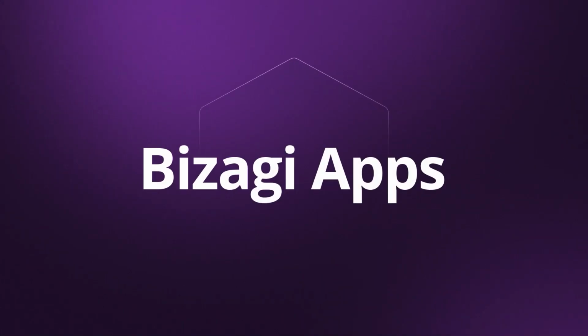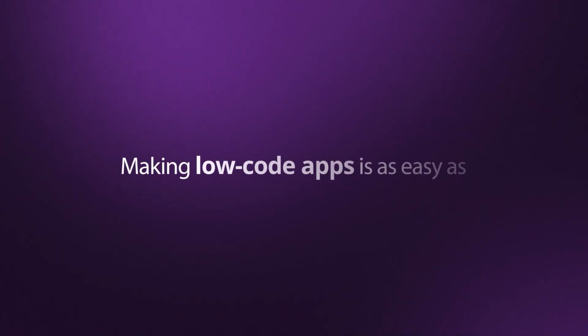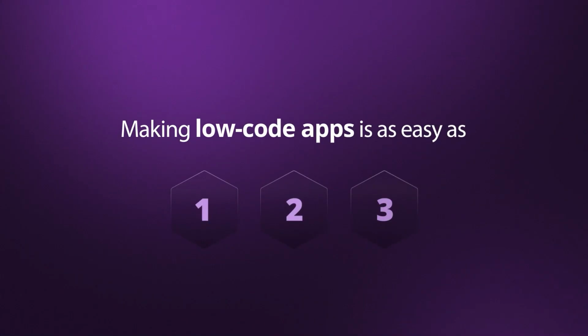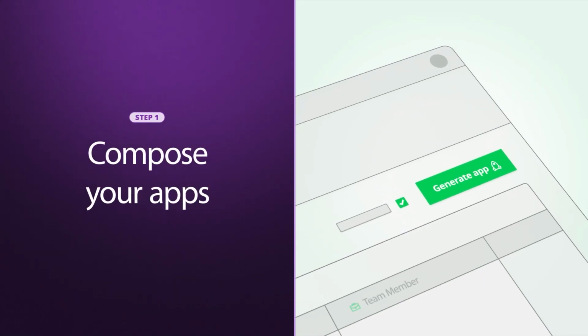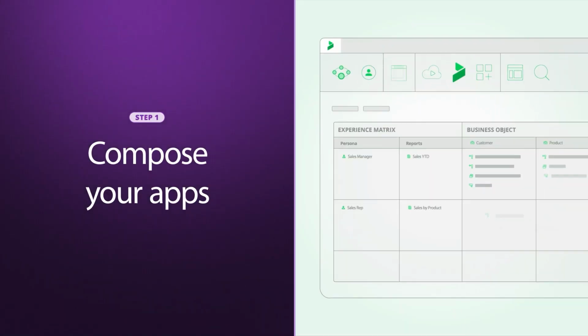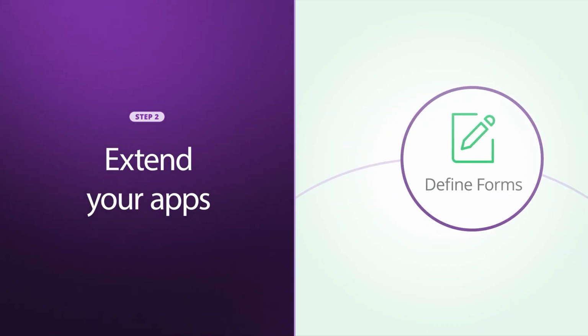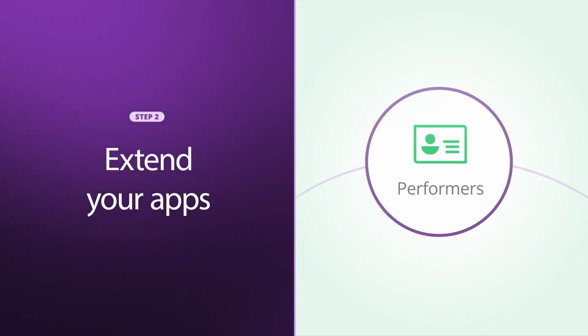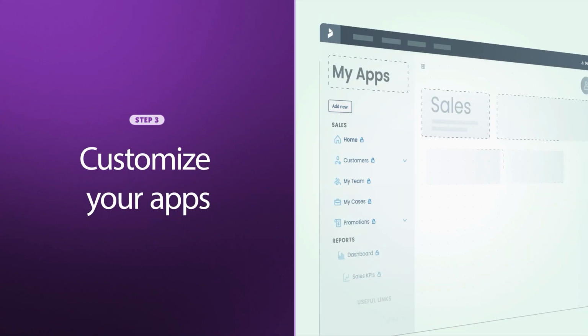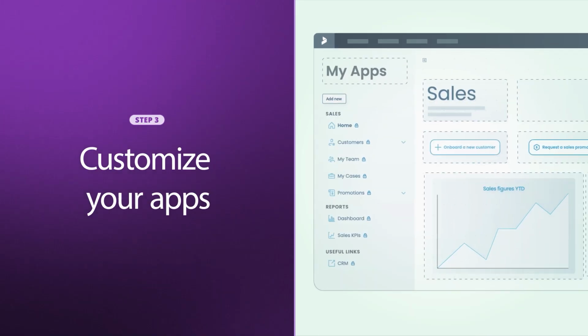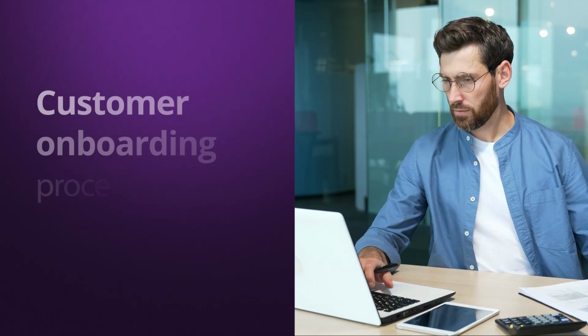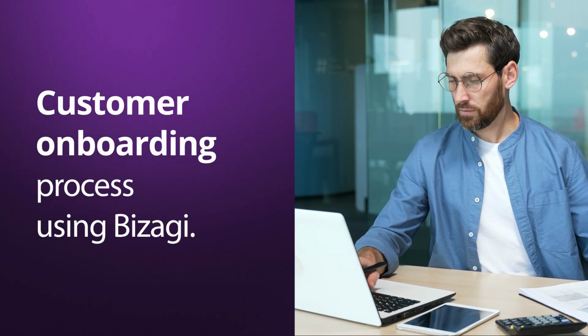Bizagi's low-code automation platform makes it as easy to create apps as 1, 2, 3. Compose your apps in the experience matrix to assign activities to personas. Extend your app using the wizard view in Bizagi Studio to create composable elements such as forms and business rules. And then customize your app interface. Here is how to create an app for the customer onboarding process using Bizagi.